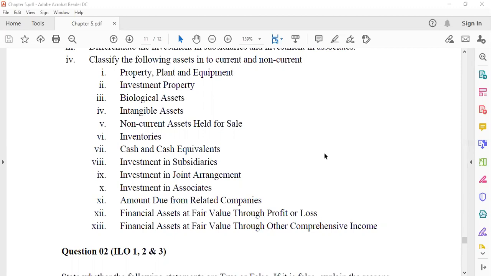Right. So here the question is about biological assets. But how do we classify a biological asset? Is it current or non-current? Basically, biological assets are non-current assets. Biological assets must be shown under the non-current assets classification.